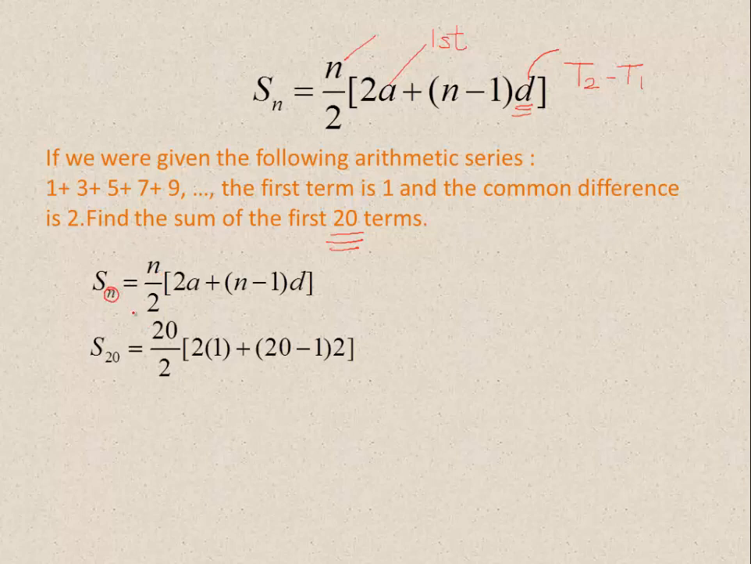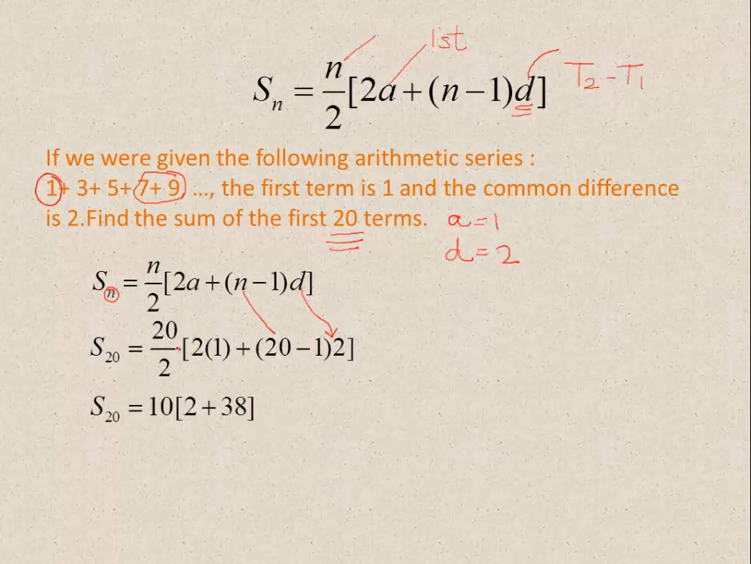What is n? N is equal to 20. What is the value for a, guys, before we go further? A is equal to 1. What is the value of d? D is equal to 2. So I have here a, which is equal to 1. I have d, which is equal to 2. All I do now is I substitute into the formula. N is 20, a is equal to 1, n is equal to 20, d is equal to 2. And that is the basic idea.